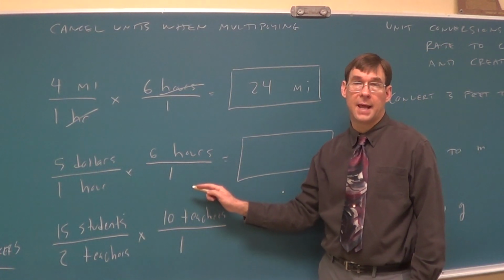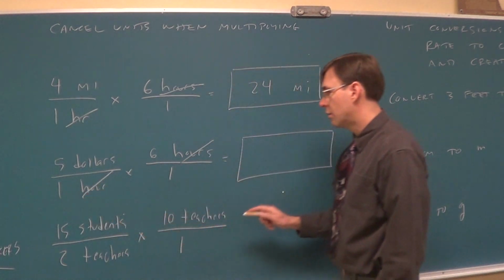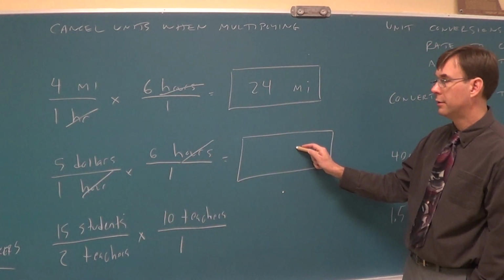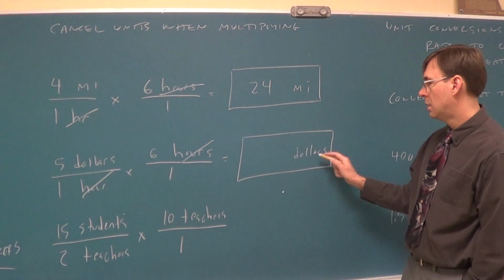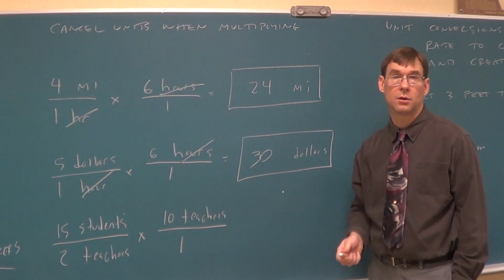So this one, we can cancel hours. So the answer would have to do with the word dollars. Dollars. And then the magic number is 30. Question about that?